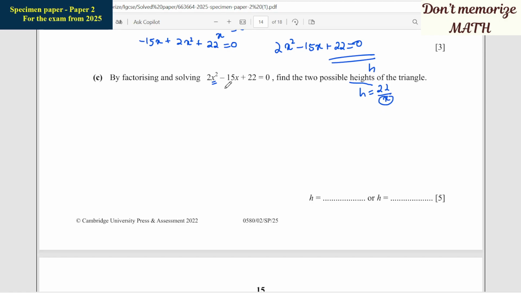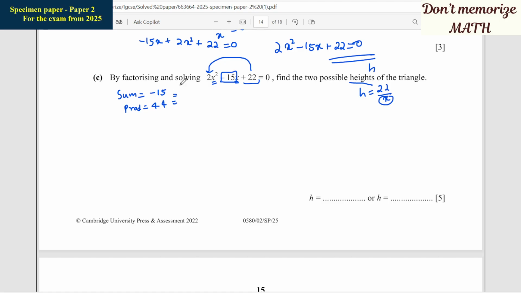Here I am using the method for factorization, called the sum and product method. I will explain it for you. Sum is the number with x. Whatever number you have with x, that is the sum. Here it is negative 15. Then product is the constant number, that is 22, and we have to multiply it with the number with x square. So 22 times 2 is 44.